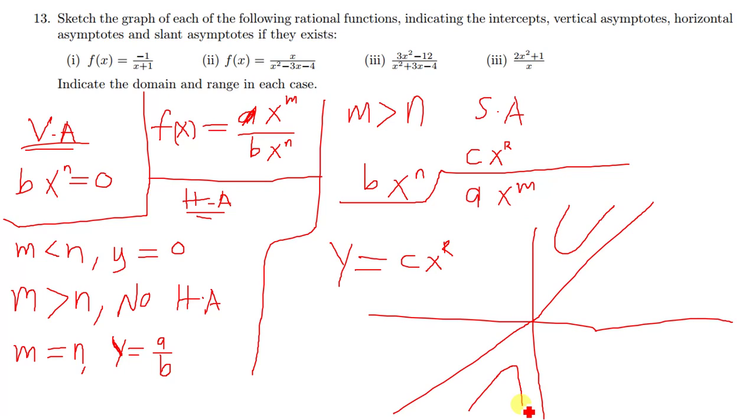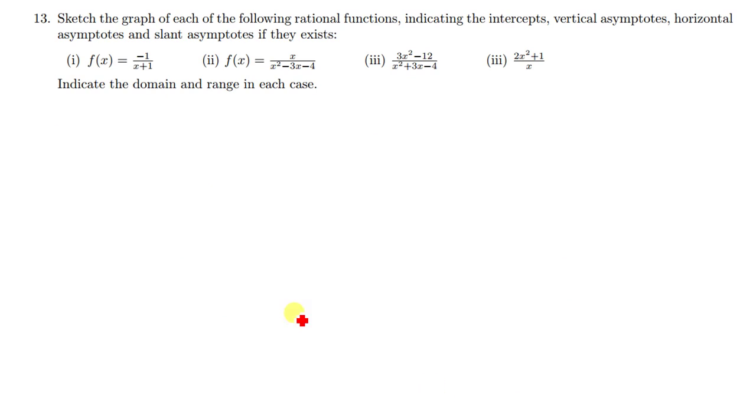Okay, so let's quickly move on to serious business now. We begin to sketch what we've been given there. So the first question says negative 1 over x plus 1. So how do you sketch that?